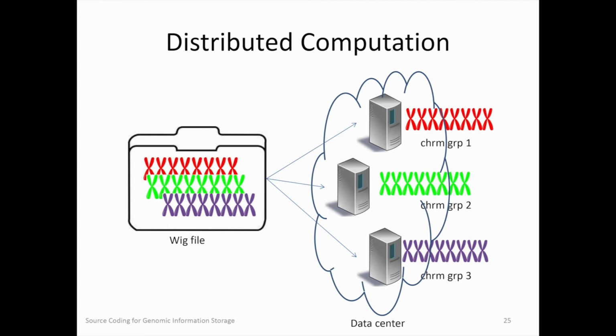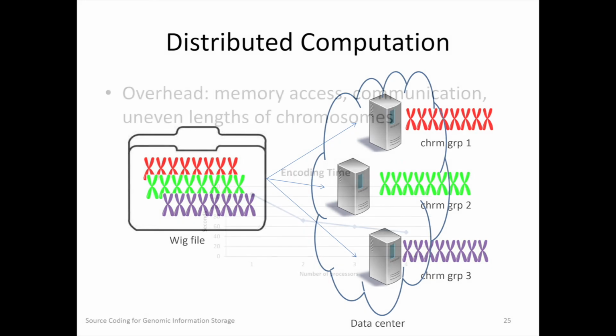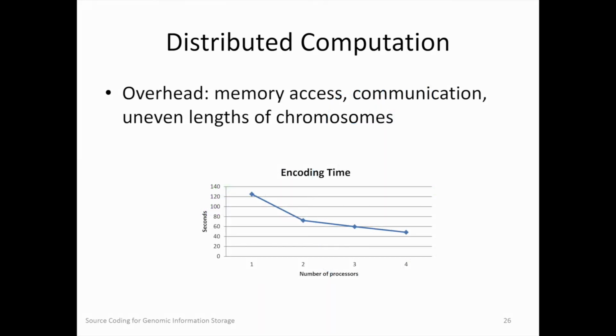I take a whole Wiggle file that contains all the expression values of all the 24 chromosomes, and I send it to a few of the servers. Every server only processes part of the chromosomes, and then they can combine their information together, either to compress or decompress. We tested this idea on a single computer, but with multiple processors. We can see that if we increase the number of processors, the encoding time decreases. But it also has a floor effect.